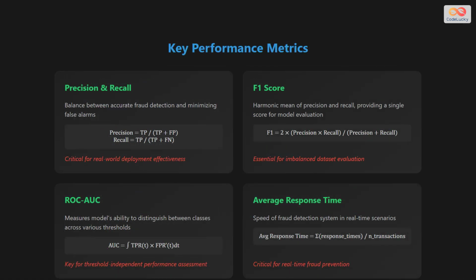To evaluate the performance of a fraud detection system, it's important to use appropriate metrics. Some key performance metrics include precision and recall, which balance accurate fraud detection with minimizing false alarms; the F1 score, which is the harmonic mean of precision and recall, providing a single score for model evaluation; ROC-AUC, which measures the model's ability to distinguish between classes across various thresholds; and finally, average response time, which is the speed of the fraud detection system in real-time scenarios.